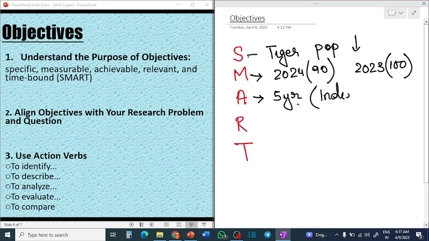In the whole of India, we cannot cover all the biodiversity and the tiger population. So we have selected a particular state. In our case, it is MP, so it will be achievable. R comes with relevant: our topic should be relevant.